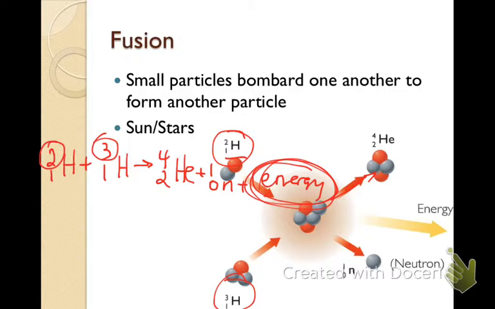The reason is that you have these two hydrogen nuclei. They want to repel one another. So right now you're trying to force them together in order to form that helium nucleus. It takes a lot of heat and a lot of energy for this to occur, and both heat and energy are located in our stars. So again, it's pretty difficult to do on the Earth, but scientists are continually working on this as a new source of energy or new source of power.